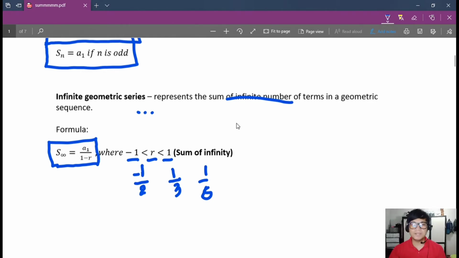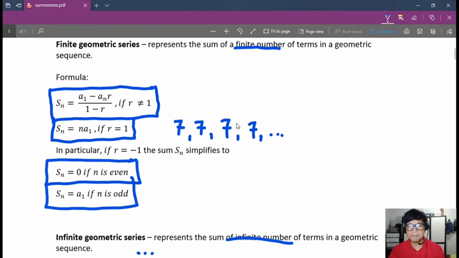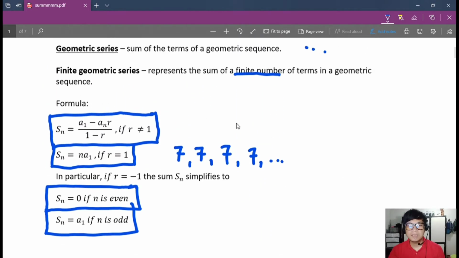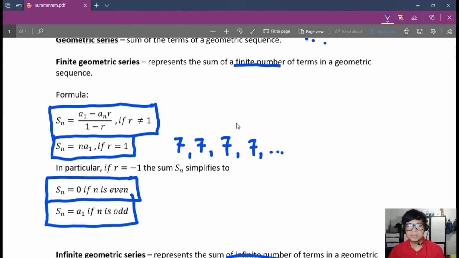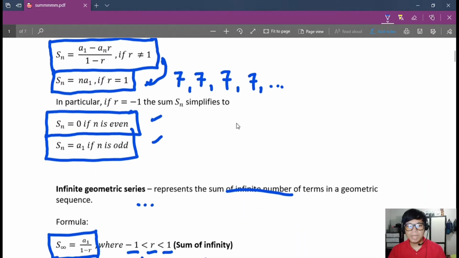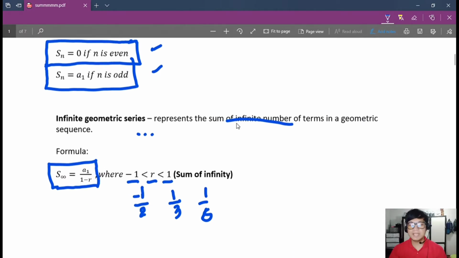Okay, so we have the finite geometric series. Ito yung formula niya, apat. And actually, pati itong tatlo, pwede naman natin itong gamitin. Pero ito siya kasi it is a shortcut para mas madali yung ating paghahanap ng sum. And we have also the infinite geometric series. So, yan yung formula.